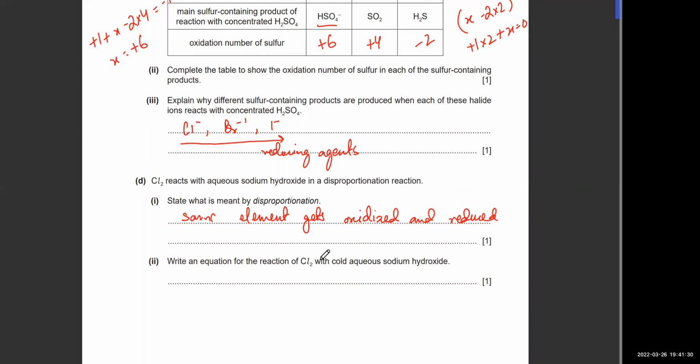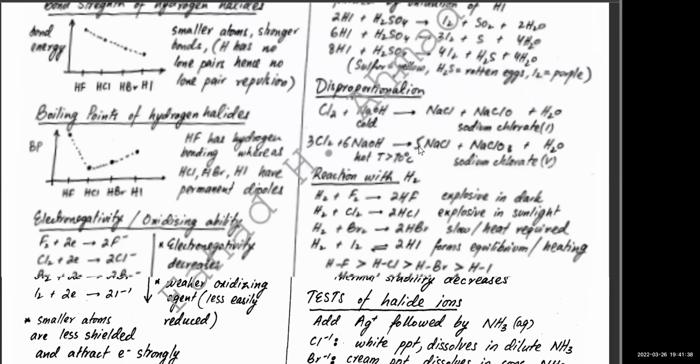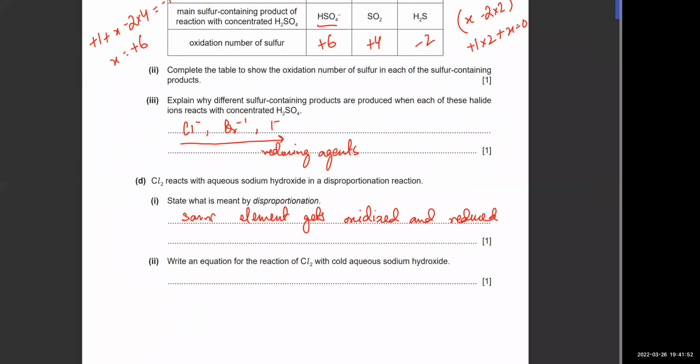As I write an equation for the reaction of Cl2 with cold aqueous NaOH, ये दो भी इसका भी रटा लगाना है, ठीक है? कहाँ गया हमारा notes? Cold NaOH के साथ NaClO बनता है, ठीक है ये. Cl2 reacting with cold NaOH gives NaClO, Cl2 reacting with hot NaOH produces NaClO3. इन दोनों का you have to memorize these reactions. So cold के साथ it's going to give you NaCl, NaClO plus H2O.